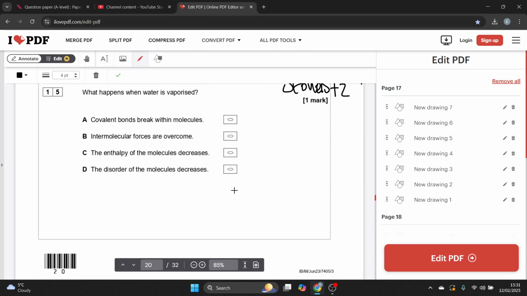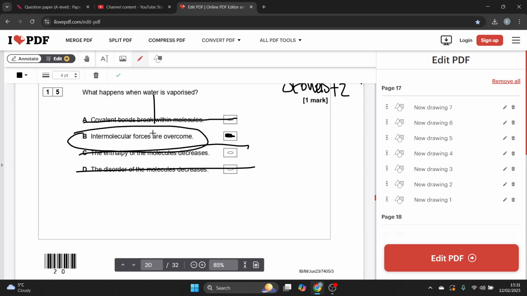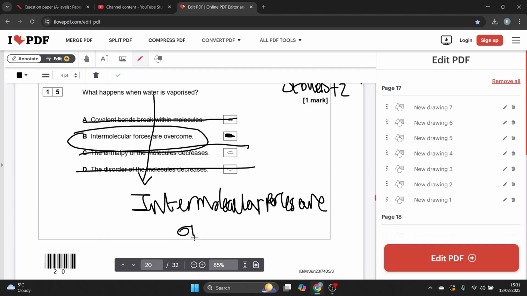What happens when water is vaporized? Covalent bonds break? No. Intermolecular forces are overcome. Definitely not that one, definitely not that one. And it therefore must be B. When water is vaporized, intermolecular forces are overcome.